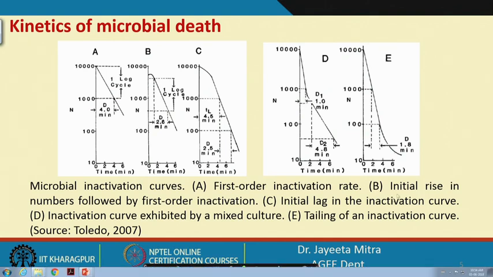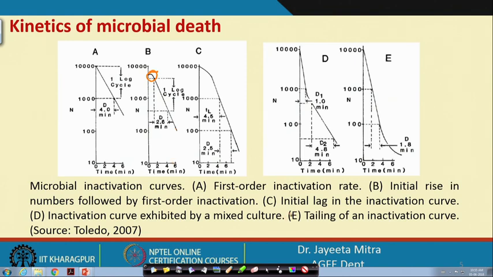If we look into curve B, in this section we can find an initial little increase, or a little flat portion, and then it starts decreasing. This initial increase that we can observe here is because certain heat resistant spores may get activated at the onset of the thermal processing. And as the severity of the heat treatment increases, those again start decreasing. Therefore, after a certain period of time, they follow the first order destruction.